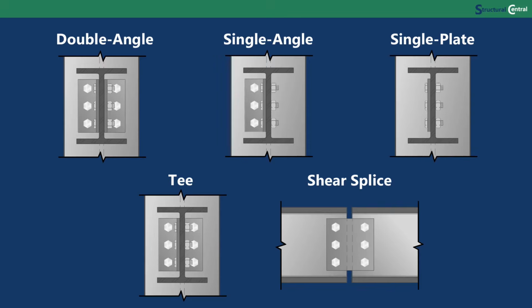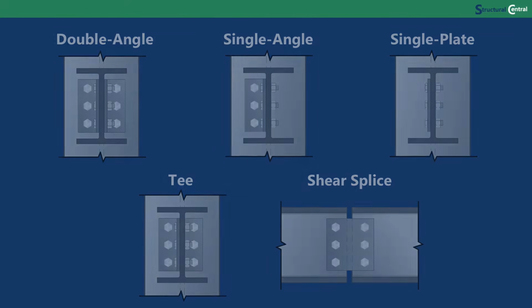It's pretty clear that bolt group eccentricity plays an essential role in the design of steel connections, so you're going to want to understand how it works. Now let's get into it.